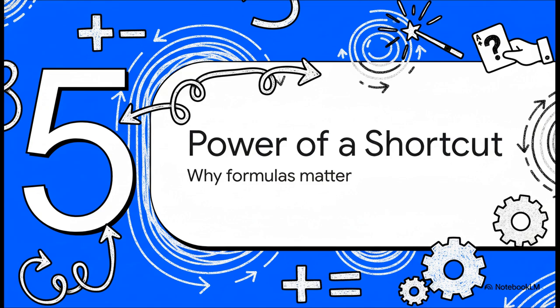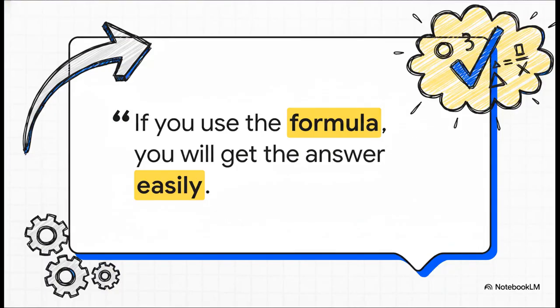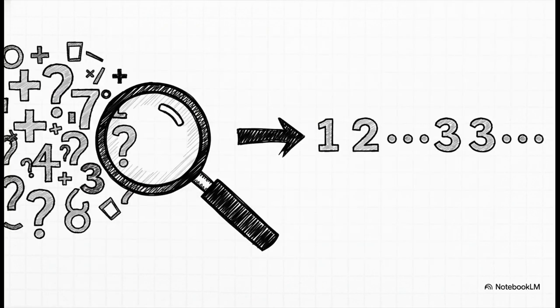Well, because this little shortcut is so much more than just a neat math trick. Our source material from Jerlin Math Tuition really says it best. If you use the formula, you will get the answer easily. And that's the whole shebang, right? It's about finding that path of least resistance. It's about simplicity and elegance. Because really, this isn't just about speed. It's about something way more fundamental to math. And honestly, to all problem solving.